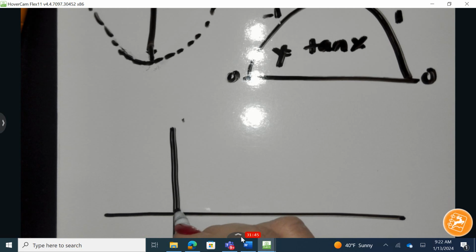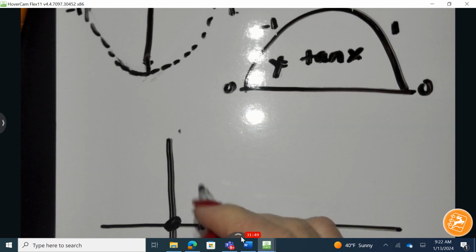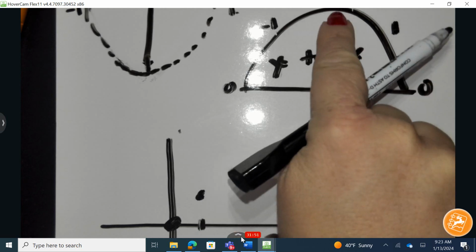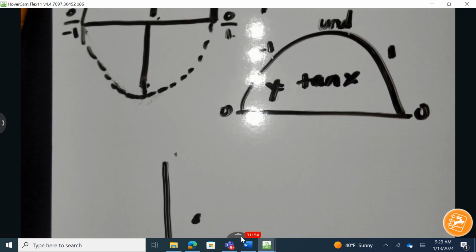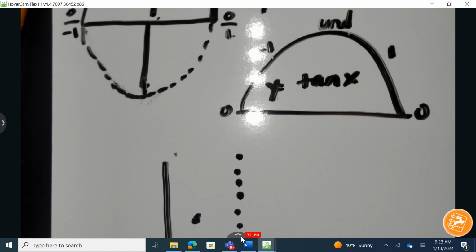Okay, so we're starting here at a step of 0. Now step 1 is going to be at 1. Step 2 is going to be undefined. Make sure to draw those dotted lines representing a vertical asymptote. Step 3 is going to be at negative 1.